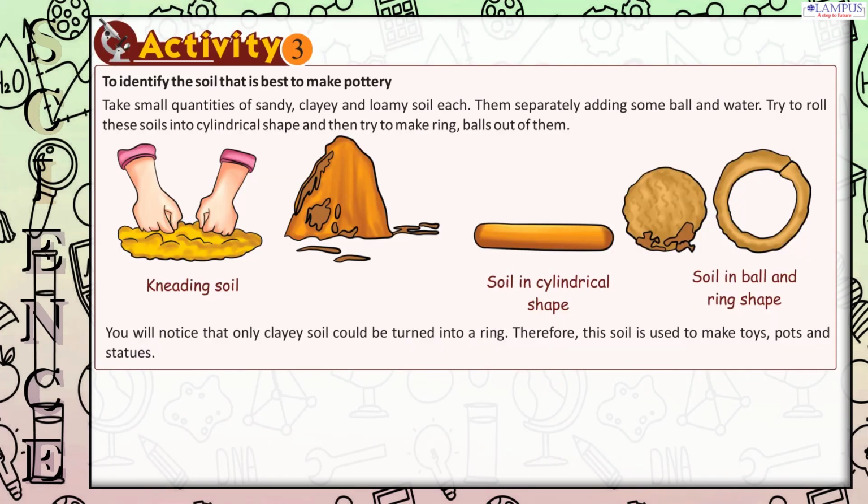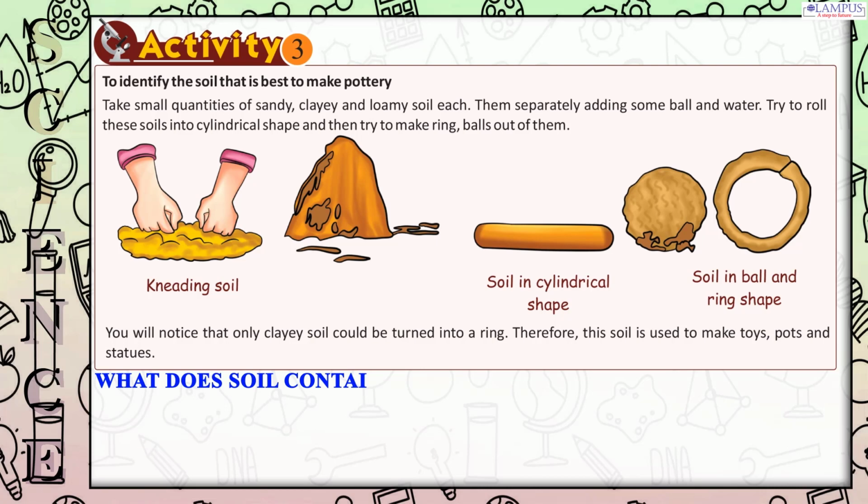Activity 3. To identify the soil that is best to make pottery. Take small quantities of sandy, clay and loamy soil each. Knead them separately, adding some water. Try to roll these soils into a cylindrical shape and then try to make balls and rings out of them. You will notice that only clay soil could be turned into a ring. Therefore, this soil is used to make toys, pots and statues.